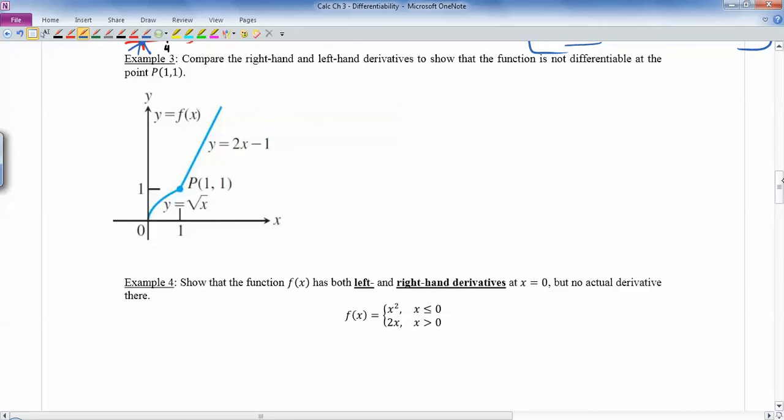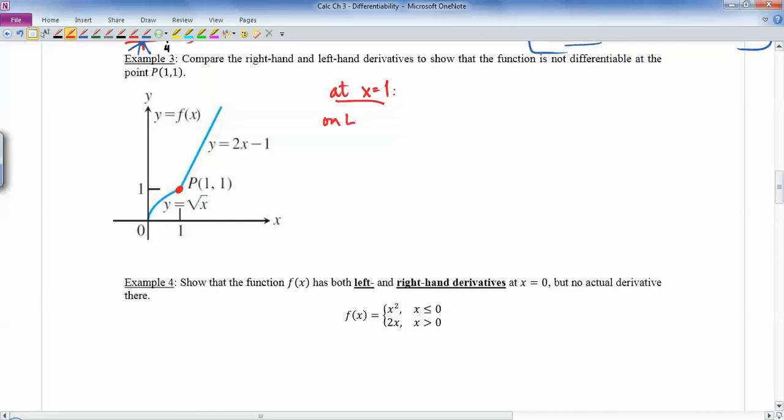So in example 3, we're supposed to compare the right-hand and left-hand derivatives to show that the function is not differentiable right here. Okay, so we're looking around x equals 1, basically. Let's examine what happens at x equals 1.